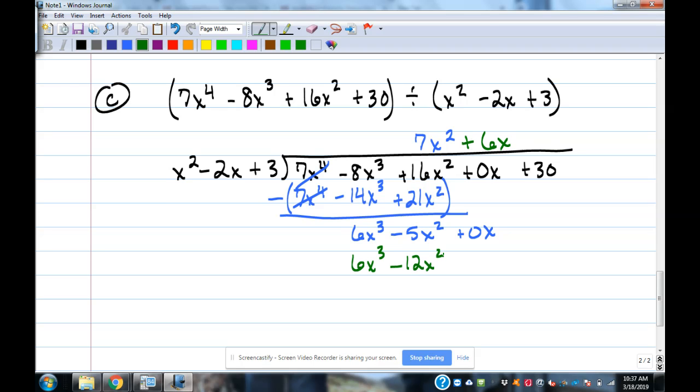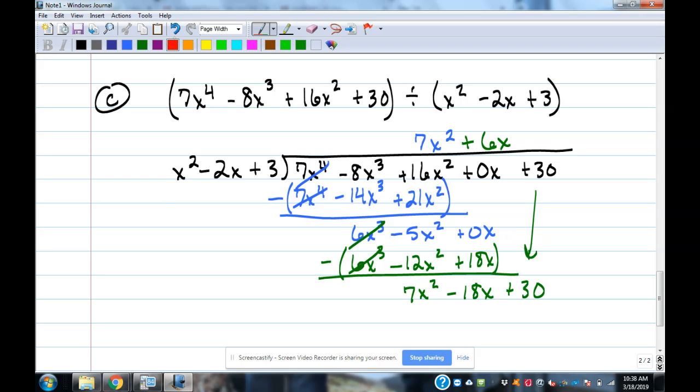Nice. Cubes go away. 7x squared. Negative 18x. And then now I'm going to bring down the plus 30. What's that last piece there?